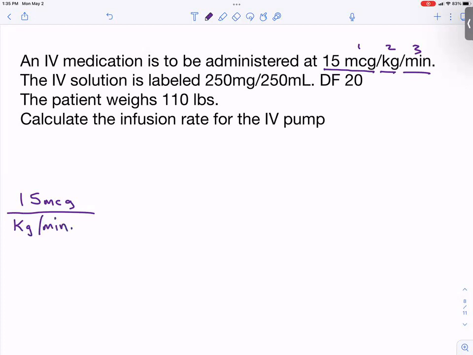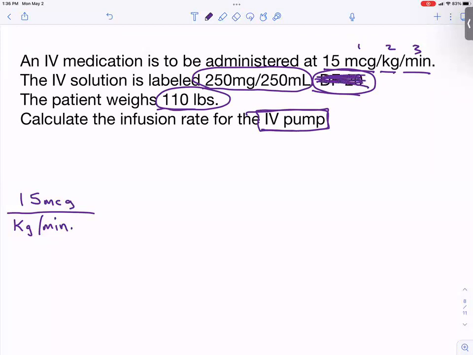It's saying that the IV solution is labeled 250 and 250 with a drop factor of 20. The patient weighs 110 pounds. Calculate the infusion rate for the IV pump. So what's the rule? When it says IV pump, we do not need the drop factor. It's asking for the infusion rate for the IV pump, so my wanted is always milliliters an hour. All right. IV pump means milliliters an hour. I do not use the drop factor.